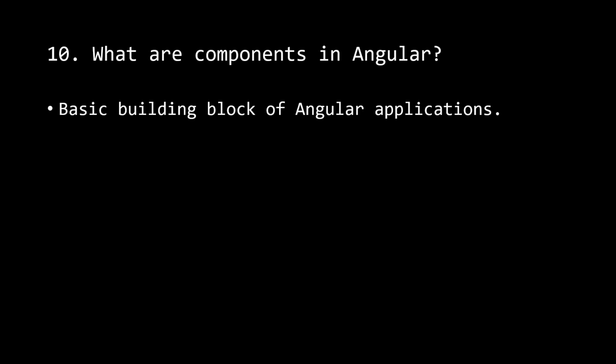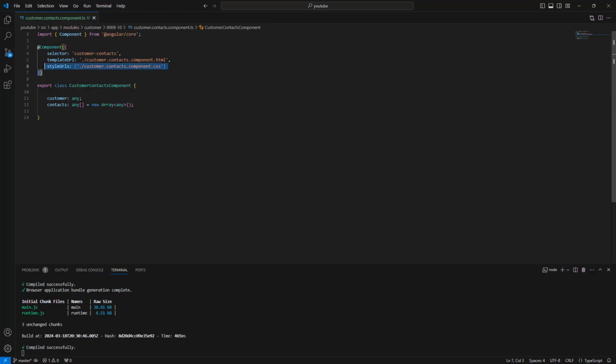Components are the basic building blocks of all Angular applications. They consist of the component decorator, the CSS selector, the template or template URL property, the optional styles, and the TypeScript component class.